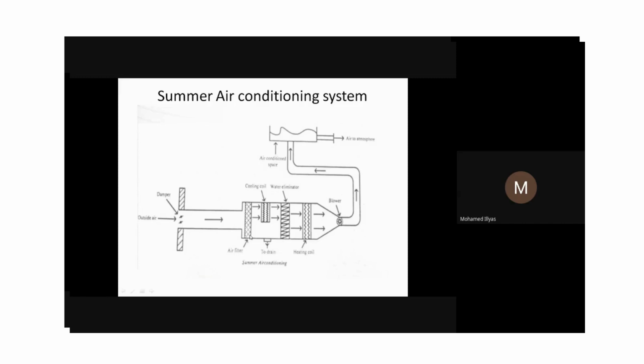The air filter will remove the dust particles and foreign particles in the air here. Because when cold refrigerant is passing through this cooling coil, it is hot. This cooling coil is hot even in temperature. How do we get the cooling effect in the cooling coil?